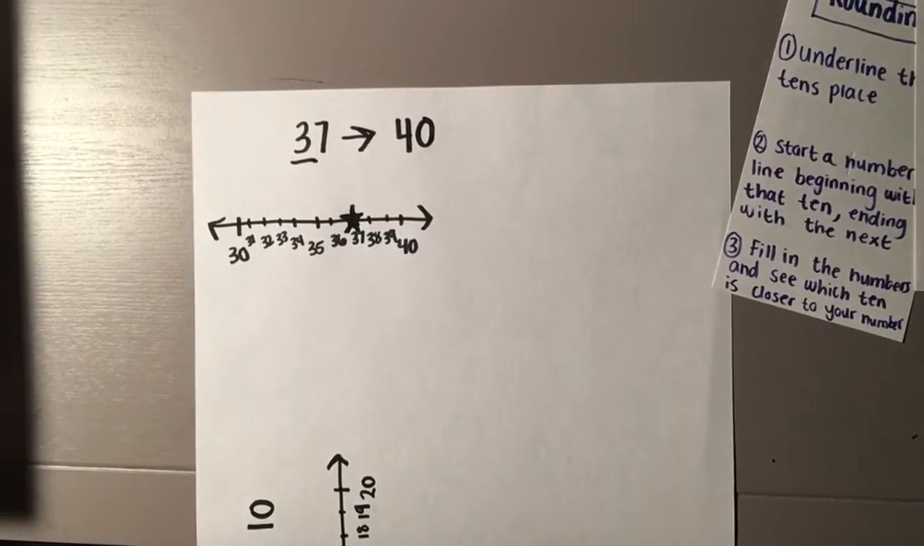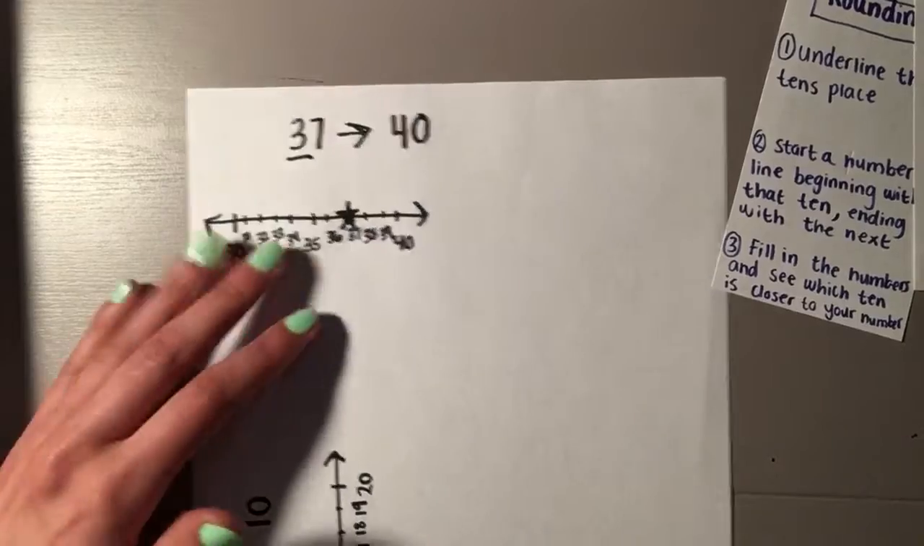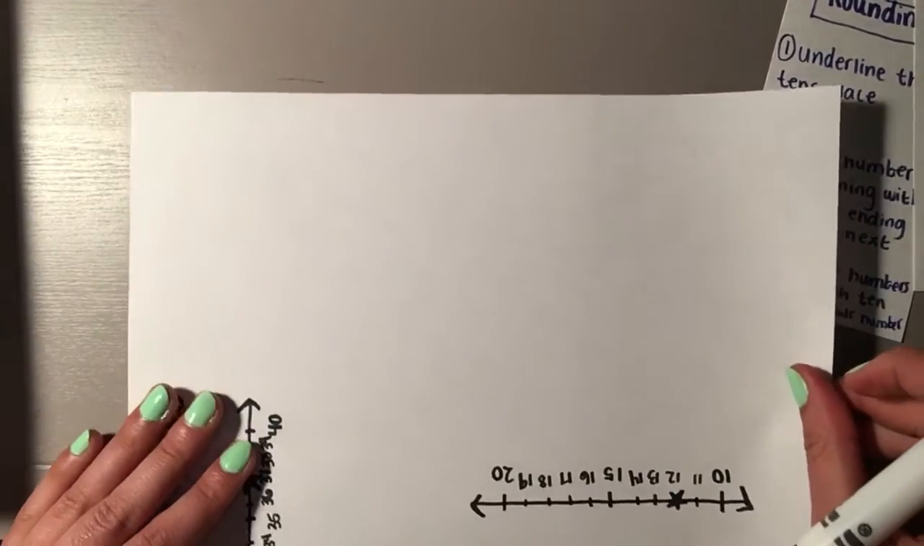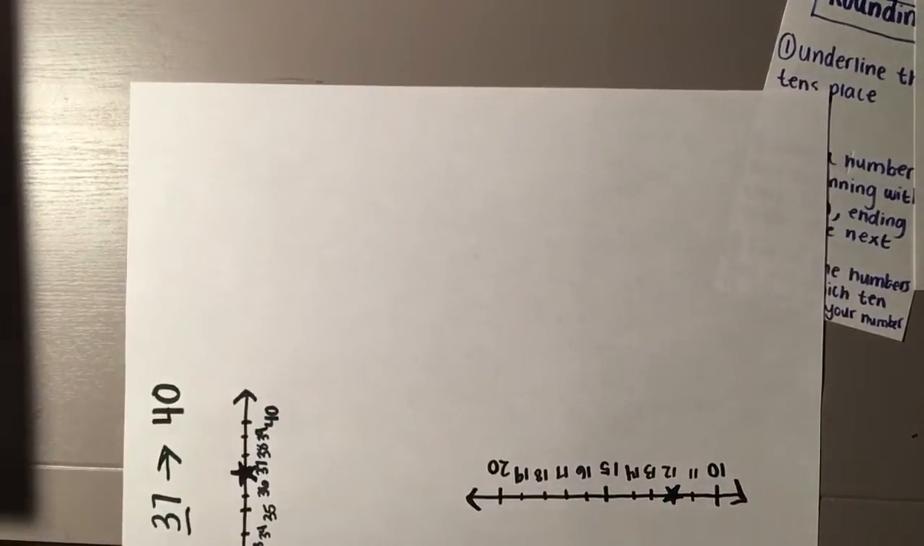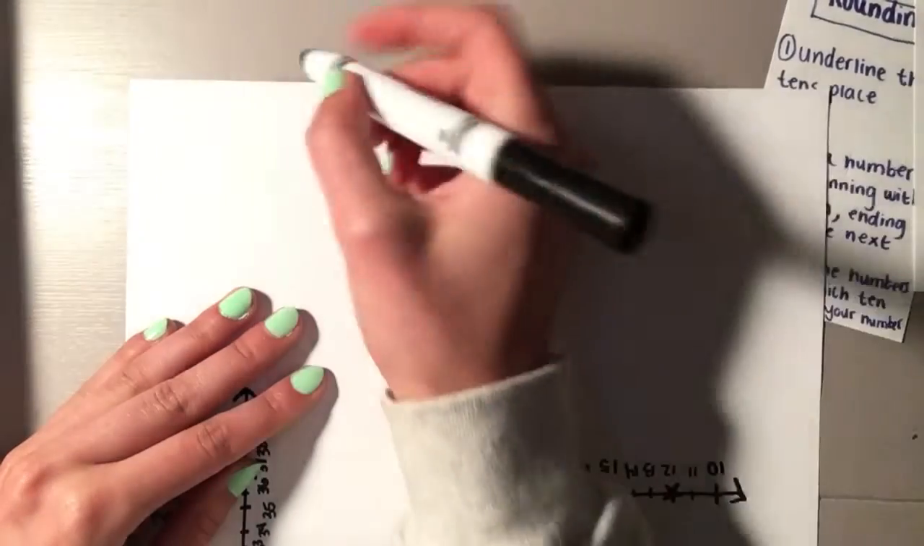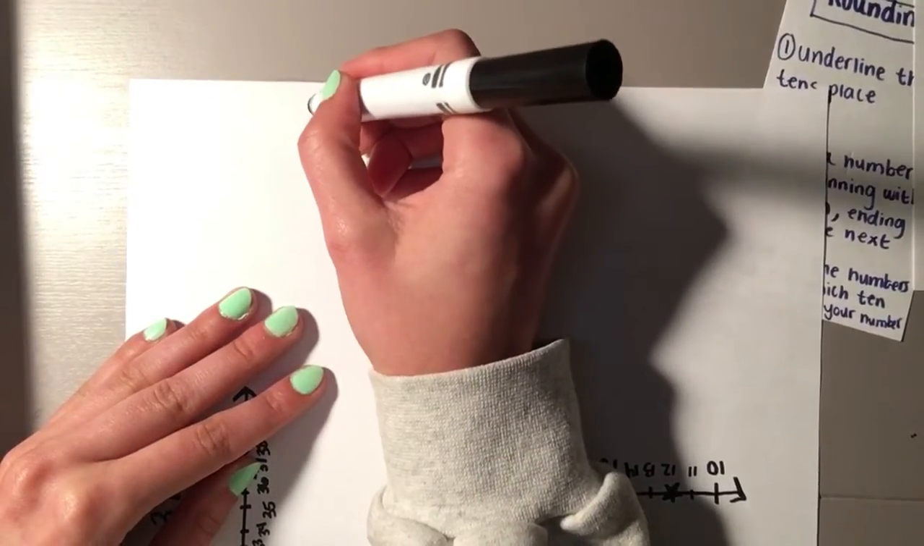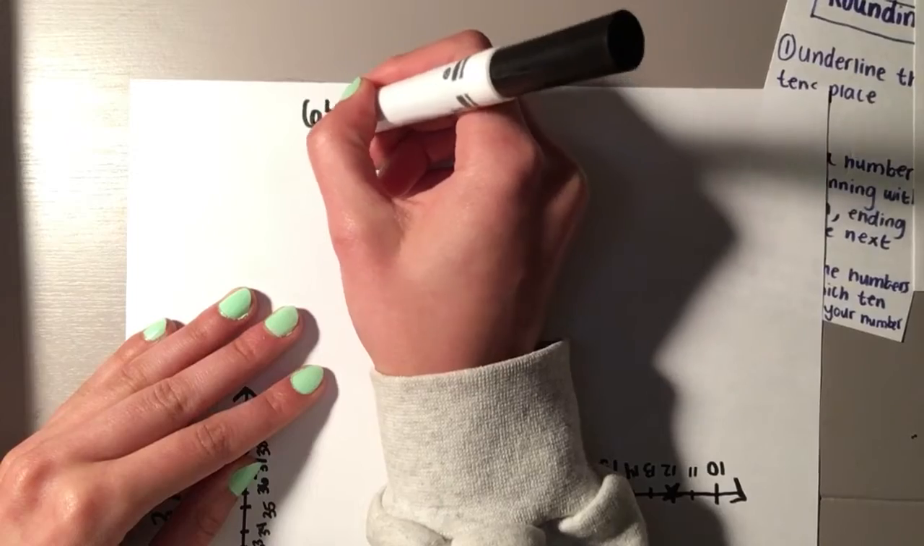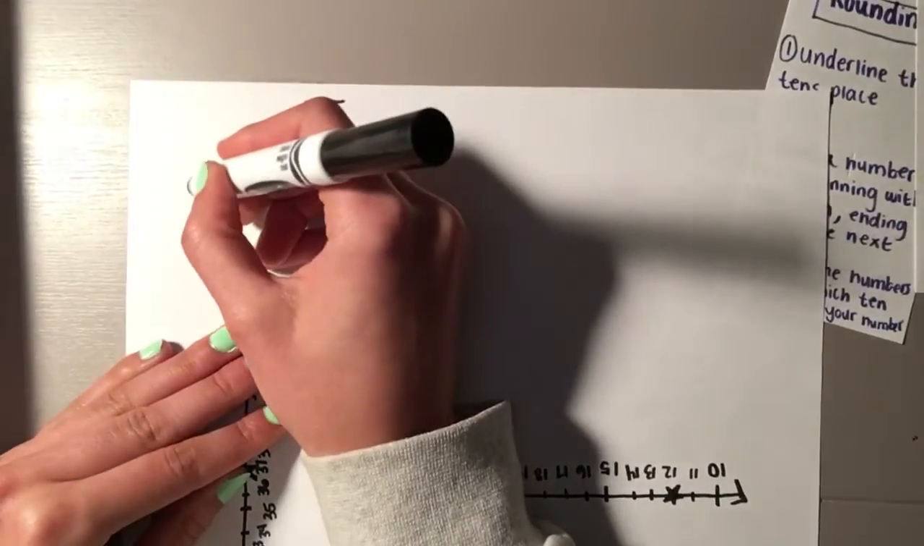Are you getting it? How do you feel? I'm going to do one more with you, and then I want you to try on your own. Now this one I'm going to do, let's see, 65. Let's round it to the nearest 10.